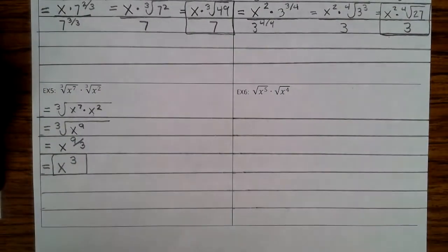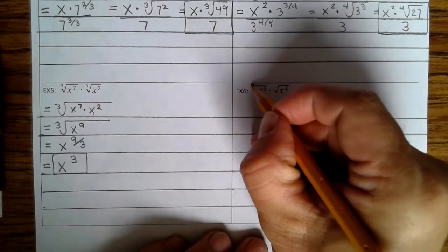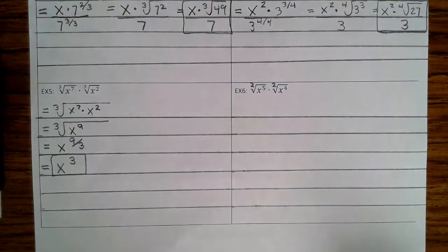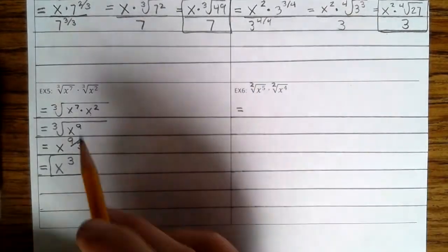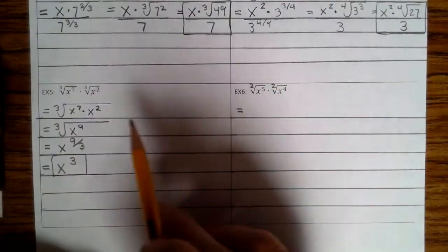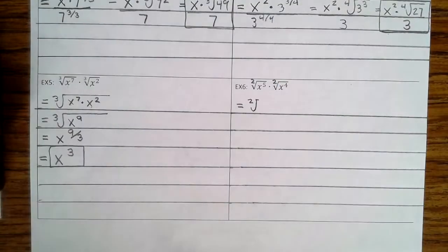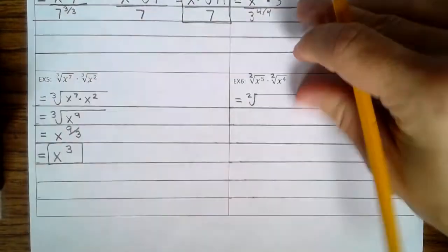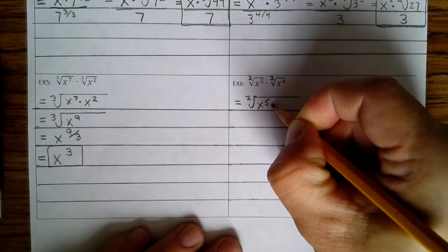Okay, example 6. Now, if there's not a number here, we assume it's 2. So there's a 2 here. So it's the square root of this. Now, just like this problem, you can write this as the square root of x to the 5th power times x to the 4th.